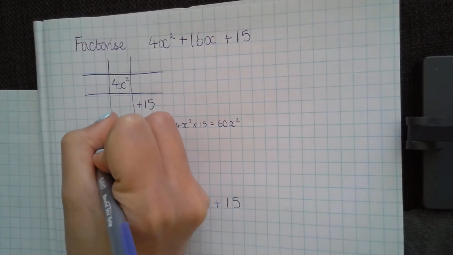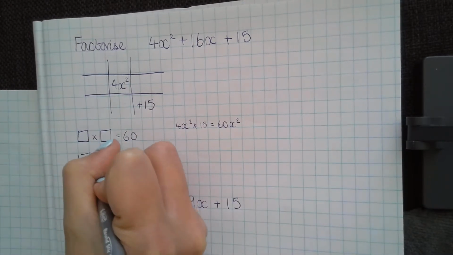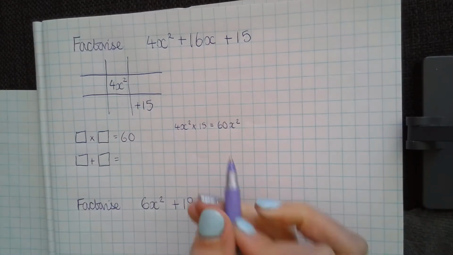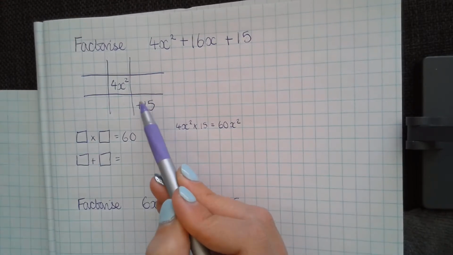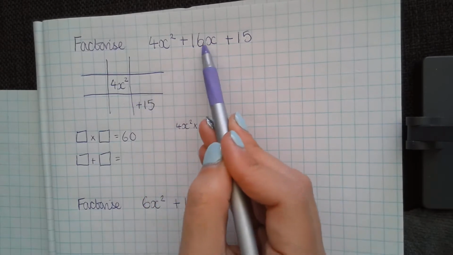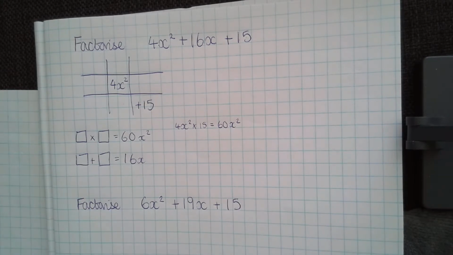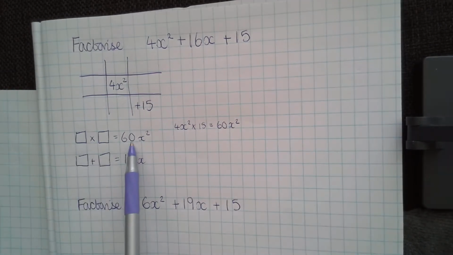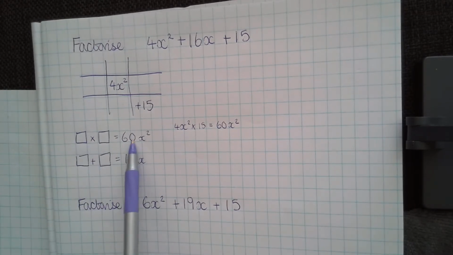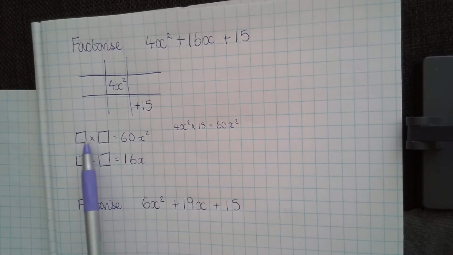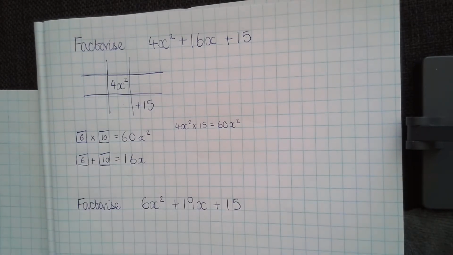So we need two numbers that times together to make 60, and two numbers that add together to make this 16x. We've used the 4x squared, we've used the plus 15. These two numbers need to add to make 16x. So we can put our x and our x squared there if you need to. So two numbers that multiply to get 60, two numbers that add to get 16. 6 and 10 definitely add to make 16, and 6 and 10 times to make 60. So I know that that's 6 and 10 and 6 and 10.